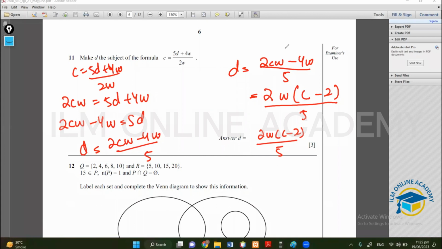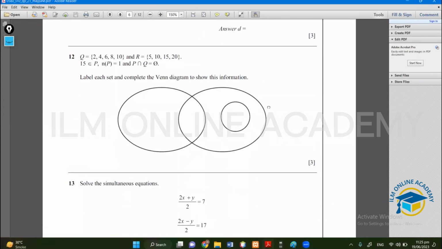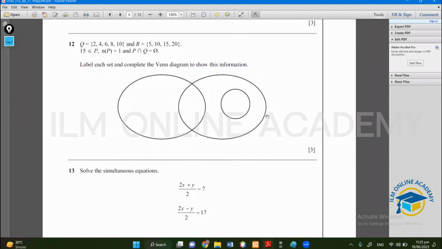Okay, and question number 12. Question number 12 says that the set Q has elements 2, 4, 6, 8, 10 and R equals 5, 10, 15, 20. And now they are further saying that 15 belongs to P and n of P equals 1, that the P only contains one element. And they're saying that P intersection Q is the null set.